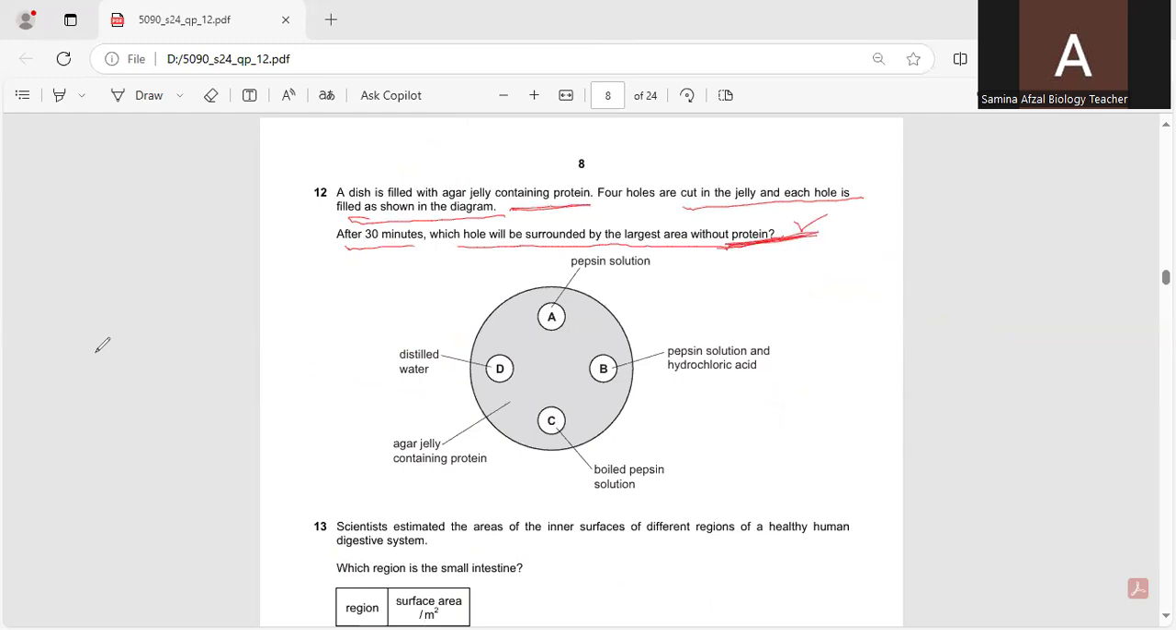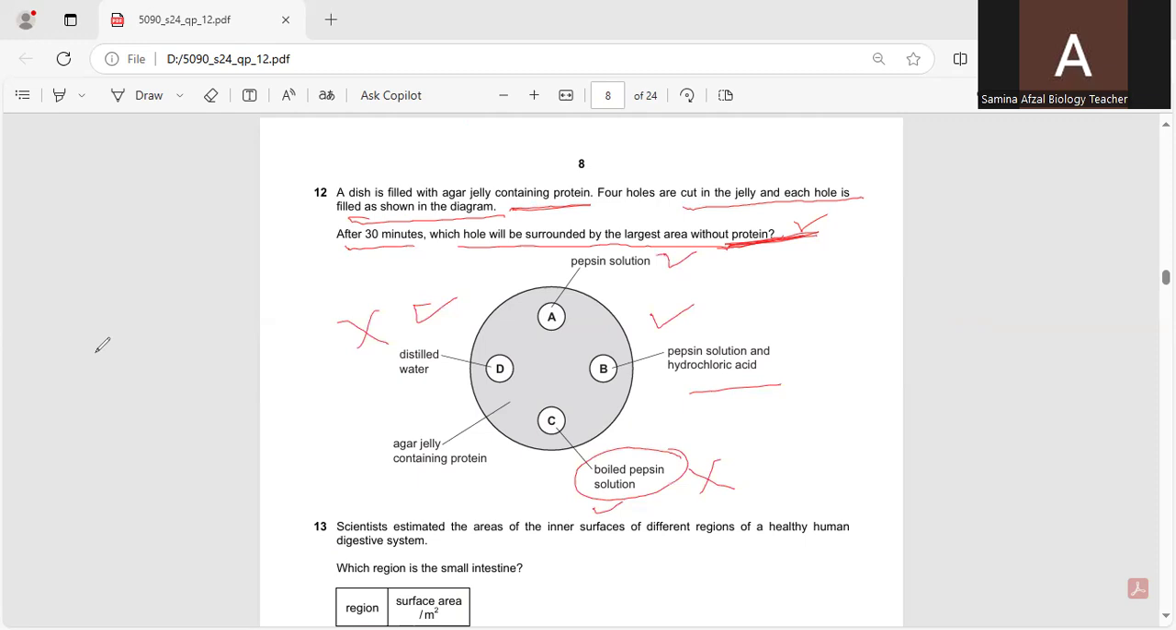Hole A has pepsin solution. B has pepsin solution with HCl. And C has boiled pepsin. Boiled pepsin solution will be denatured, so no reaction will take place in C. In distilled water there is no enzyme, so no reaction will take place. And in A, the pepsin solution will digest the proteins into amino acids or peptones.